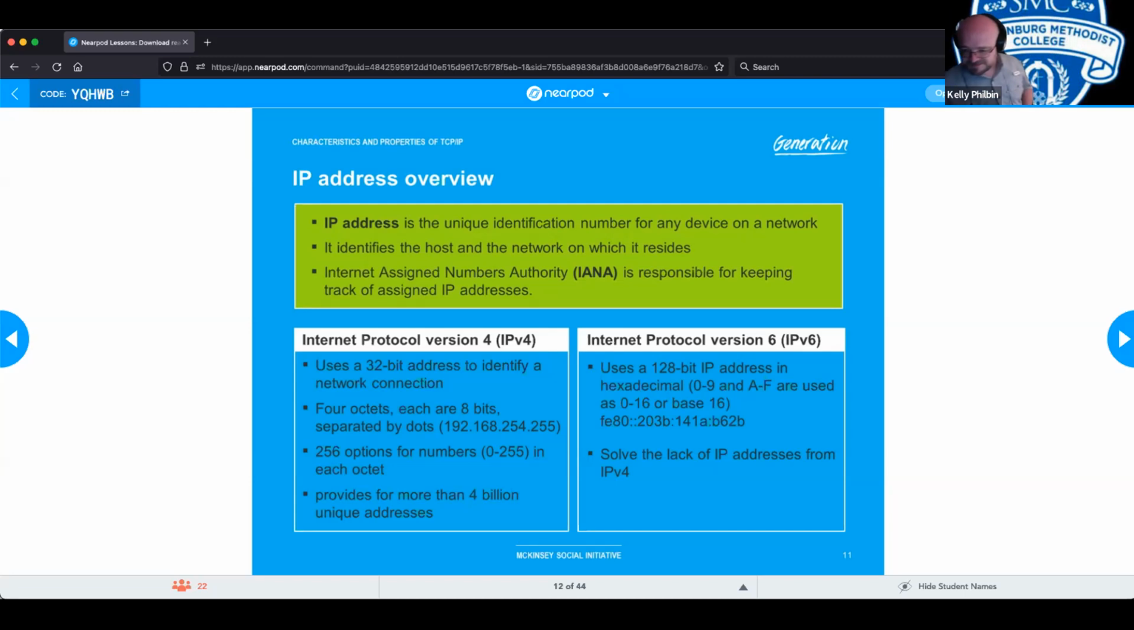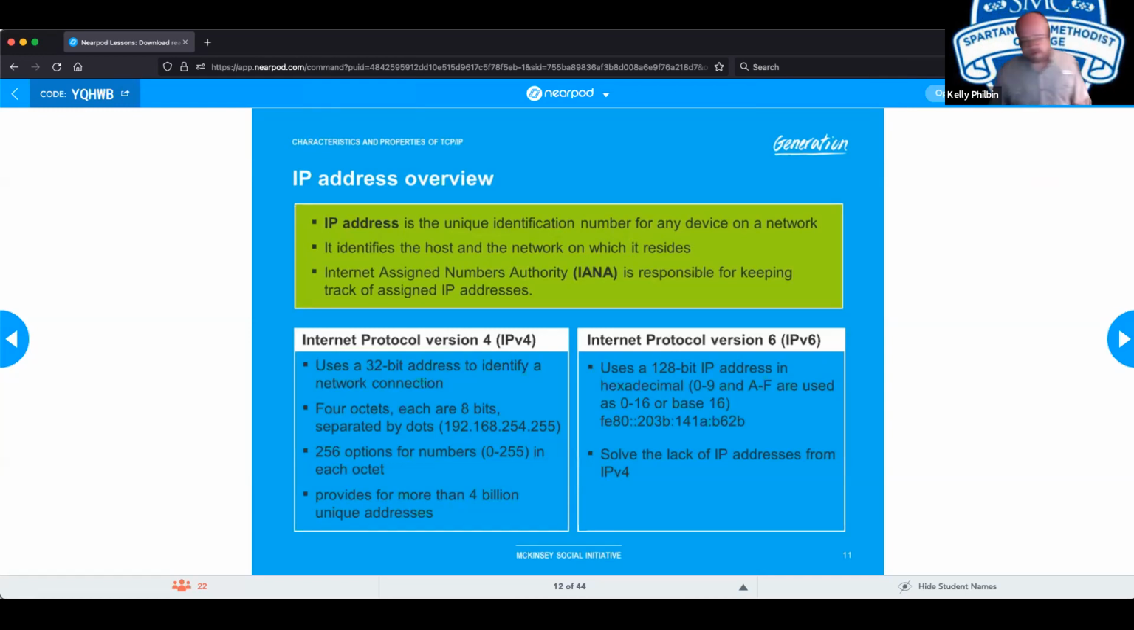So IP version 4 uses 32-bit addresses, which is broken up into 4 what's called octets. Each octet is 8 bits, so you have 4 chunks right here of 8 bits. Together, it's a total of 32 bits. The computer itself does not see the dots or any of that. It is literally just 32 ones or zeros in a string. This is broken up for us so that it makes more sense to us.